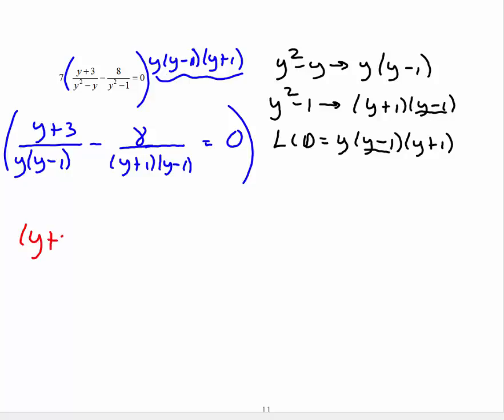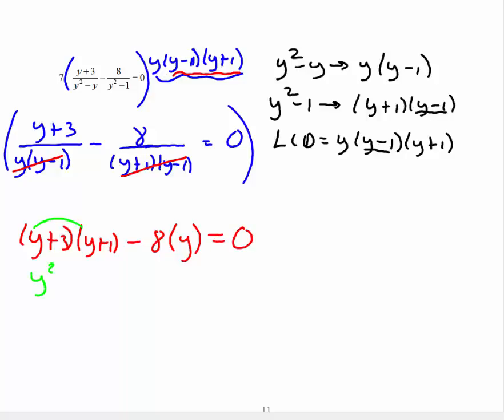So the y plus 3 is going to get multiplied only by the y plus 1 because the y and the y minus 1 are going to cancel. Minus the 8 is going to get multiplied just by the y because the y plus 1 and the y minus 1 are going to cancel. And when I multiply 0 times anything, I just get a 0. So now we'll need to distribute.